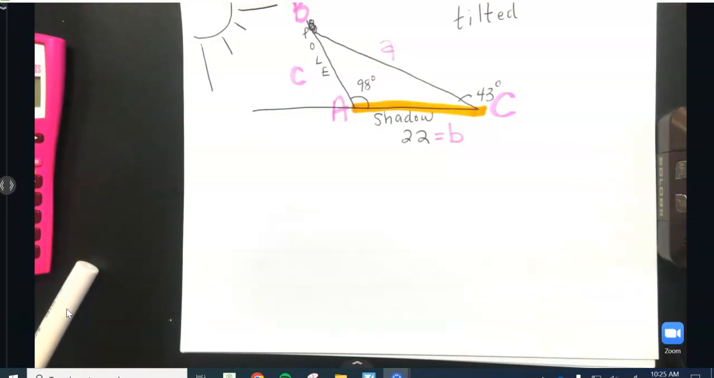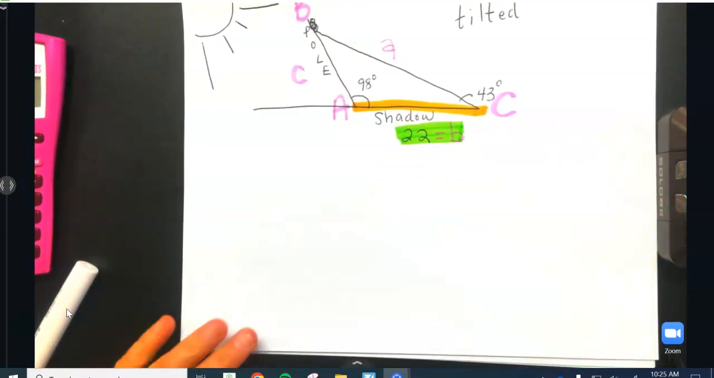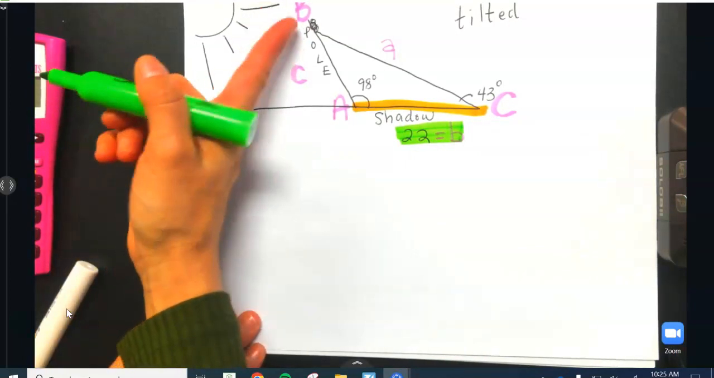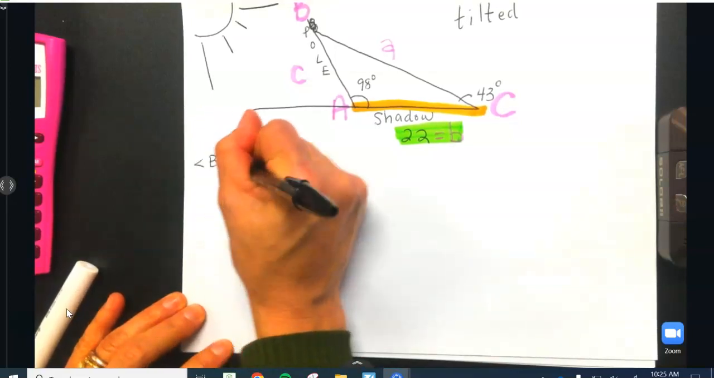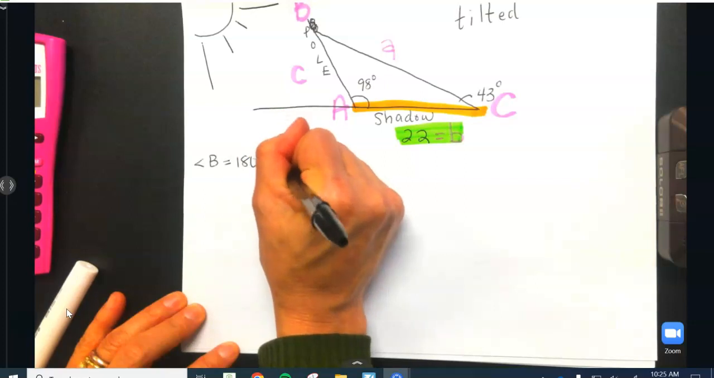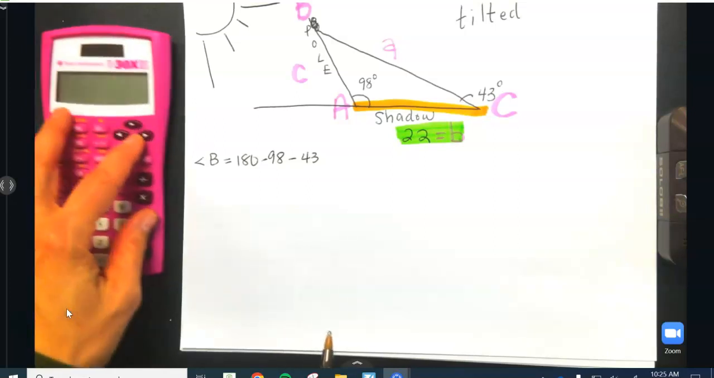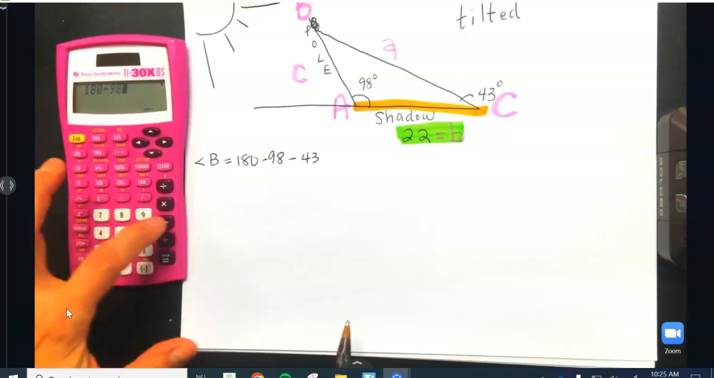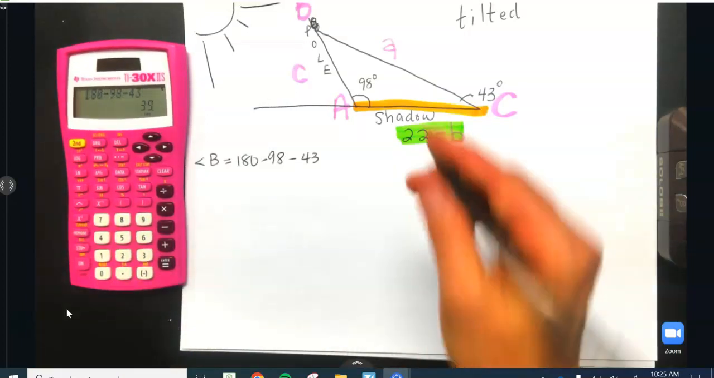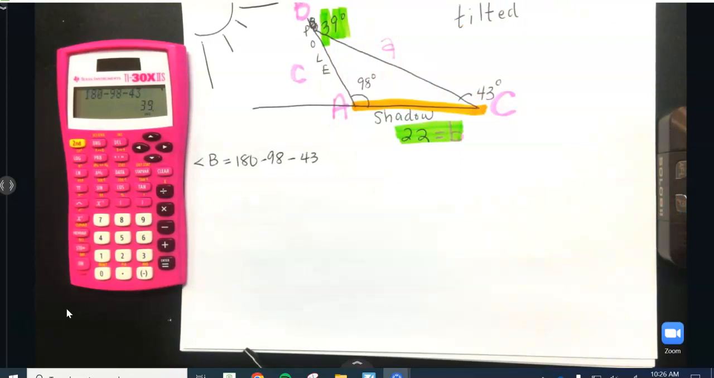All right, cool. So what are you going to be forced to work with? You're going to be forced to work with that 22. What angle matches the 22? I don't know. We're going to have to find angle B. So to find angle B, let's go ahead and do 180 minus that other stuff. All right, so angle B is 39 degrees. That's going to be the left side of your proportion.